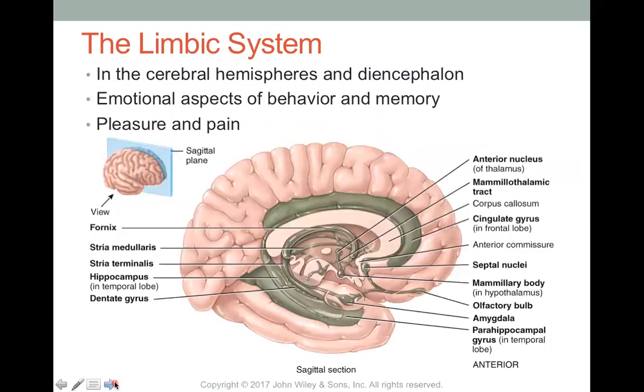Now, the limbic system is found in the cerebral hemispheres and the diencephalon. It functions in our emotional aspects of behavior and memory, and it's also associated with our pleasure and our pain.